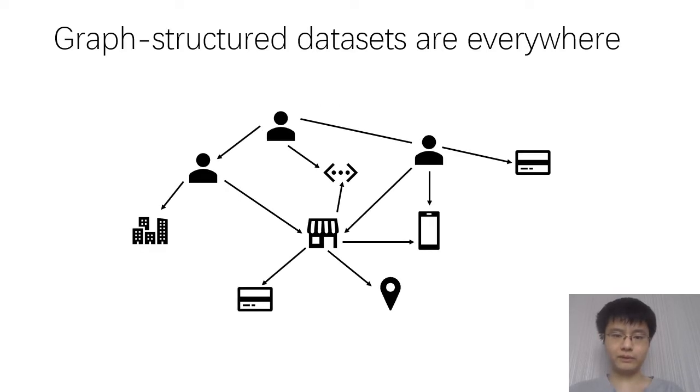Graph structured datasets model real-world entities with vertices and their relationships with edges. For example, in the Alipay ecosystem, we can model user accounts and their associated items such as used mobile phones and bank cards as vertices, and connect them through various types of relationships such as payments, transfers, friendships, and so on.